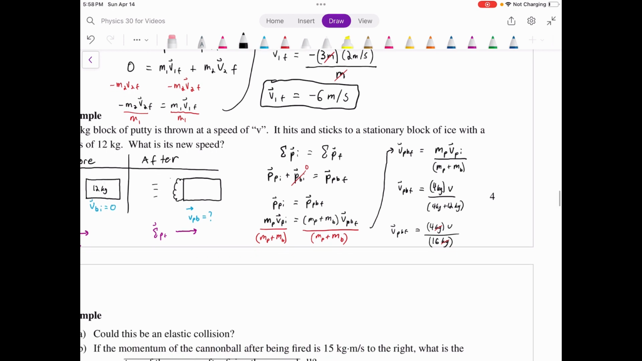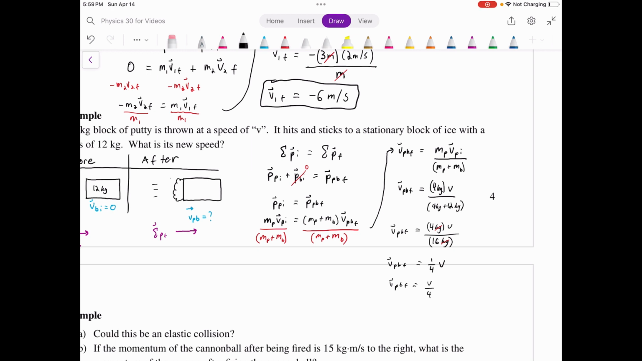Well, 4 over 16, that's a reducible fraction, right? They're both divisible by 4. 4/16 is equivalent to 1/4. 1/4 v, right? Or v over 4 if you like. Okay, so sure enough, it checks out, right?